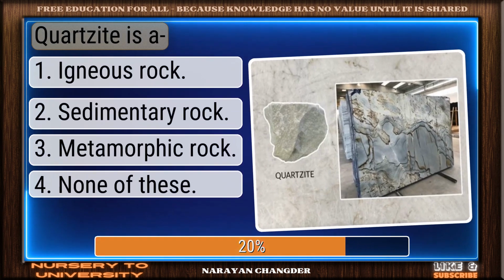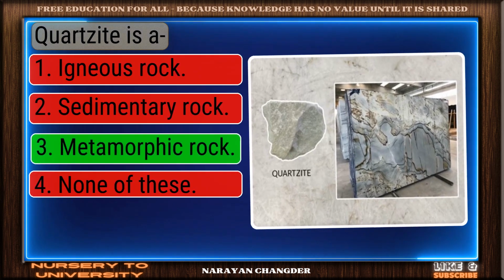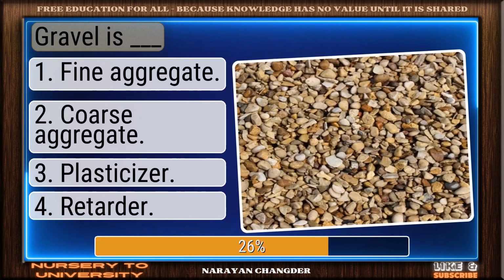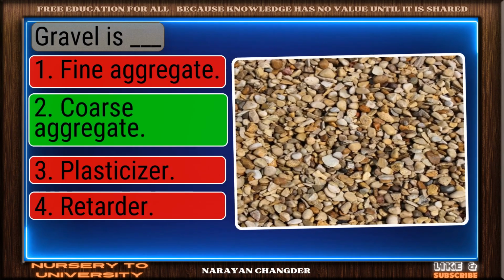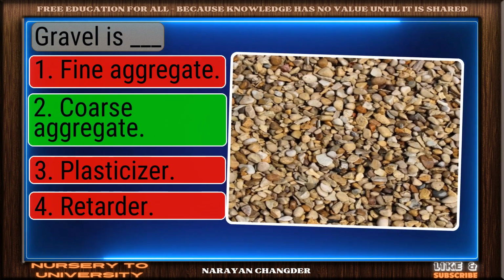Quartzite is a. Strong choice. Metamorphic rock is the right answer. Gravel is dash. Great job. Coarse aggregate is the accurate answer.